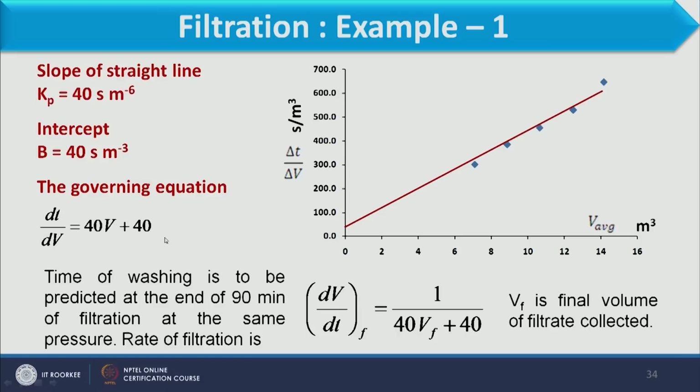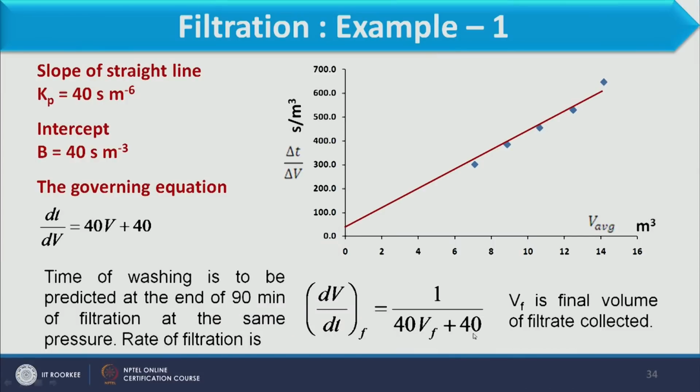So the time of washing is to be predicted at the end of 90 minutes of filtration at the same pressure. Here, whatever the rate of filtration at the end of 90 minutes, the same rate we can consider as the rate of washing, because the operation is carried out at the same pressure. So here we have dV by dt final, which should be equal to 1 by 40 Vf plus 40. Vf is the final volume of filtrate collected at the end of 90 minutes.